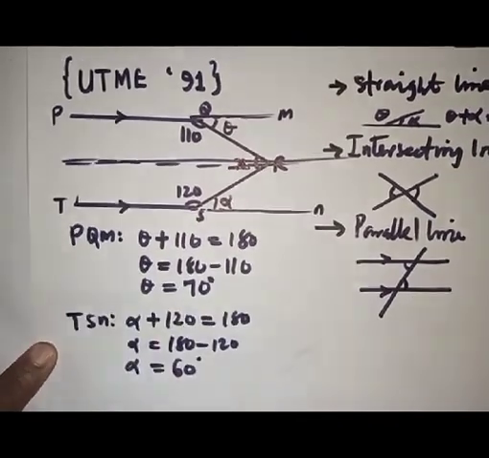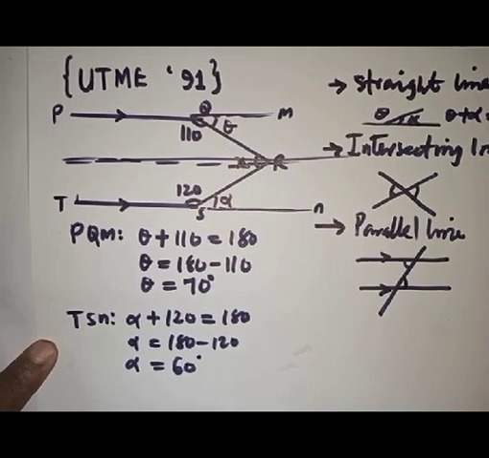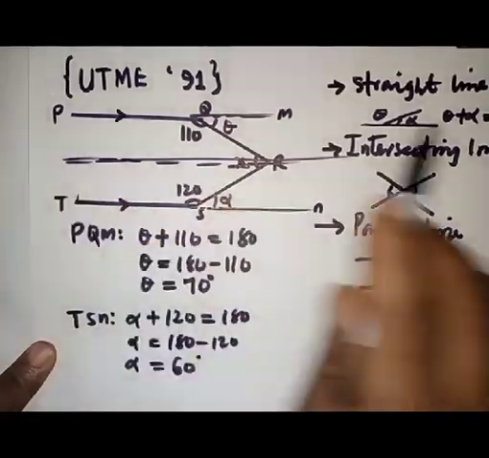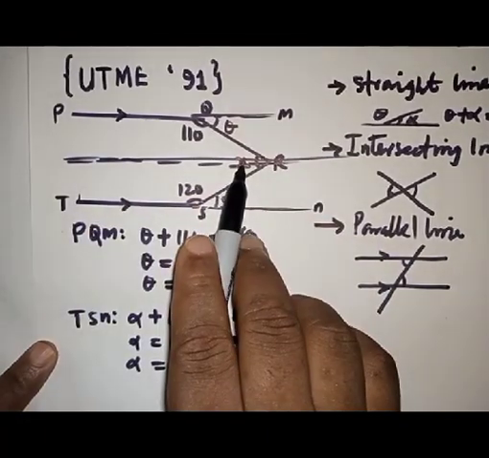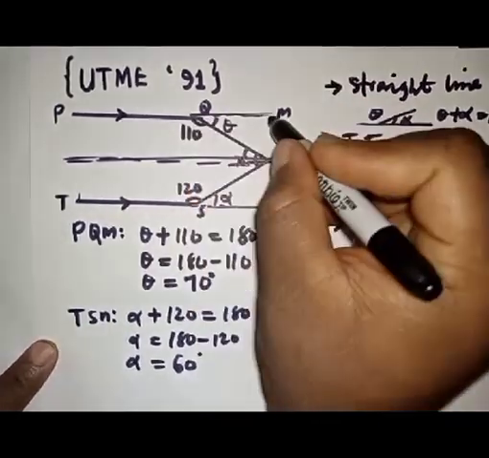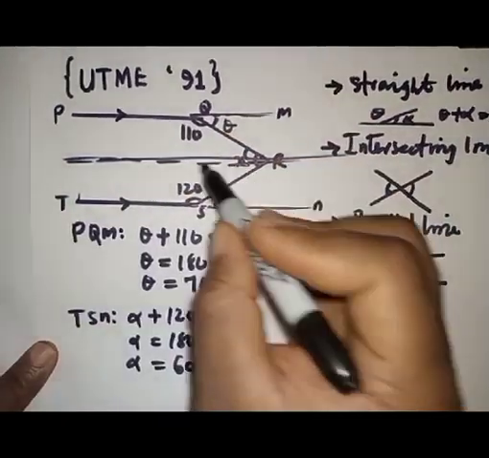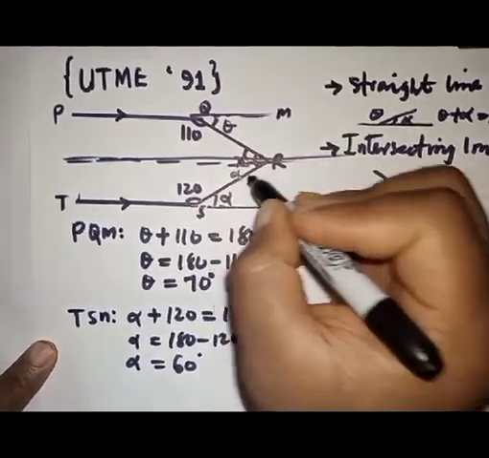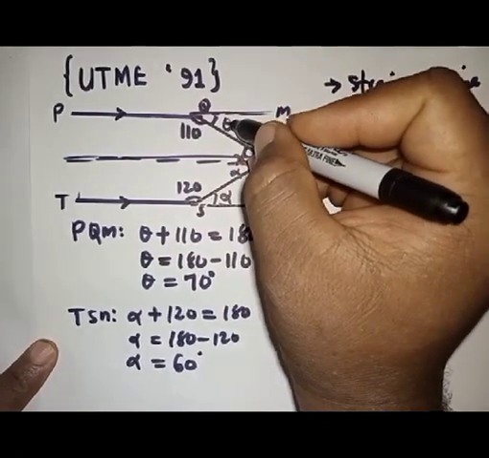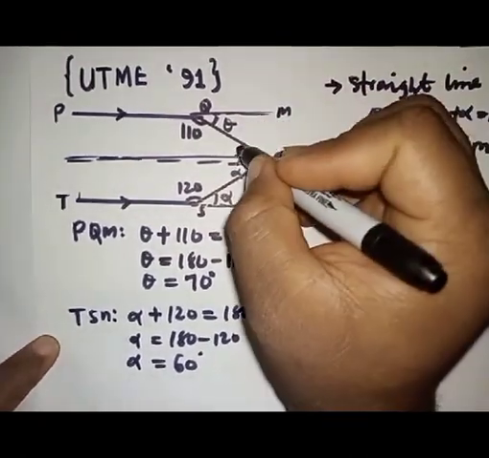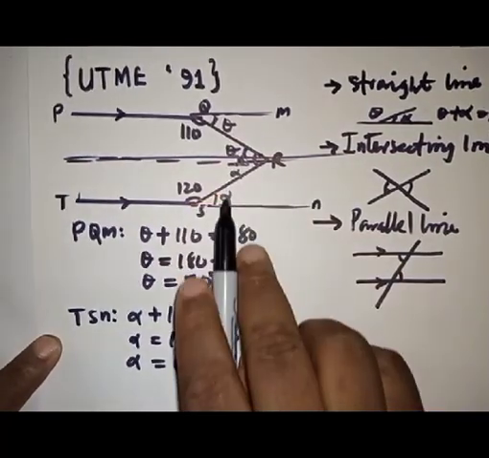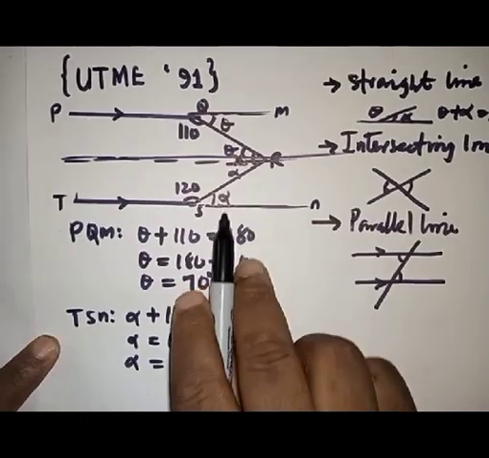How do I get the value of x? First of all, I have to understand that for there to be parallel lines like this, Z angles are obtainable here. That is to say, alternate angles are here. This angle here is equal to this angle here. So here is alpha, and here is theta. Here will be theta also. So Z angles are all equal. Z angle is theta, and this one should be alpha.